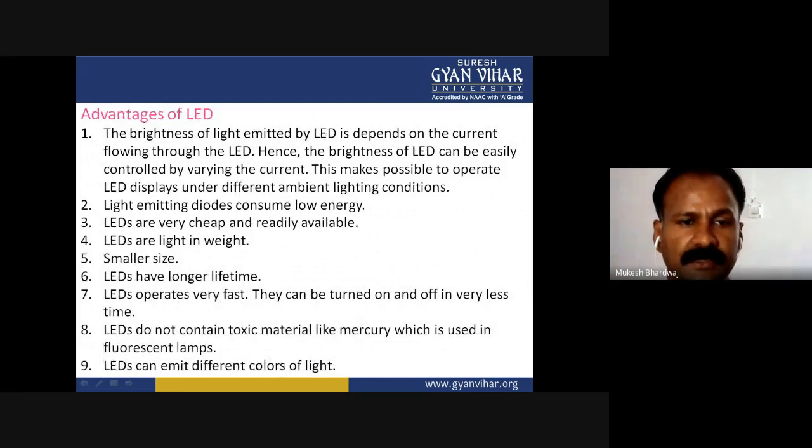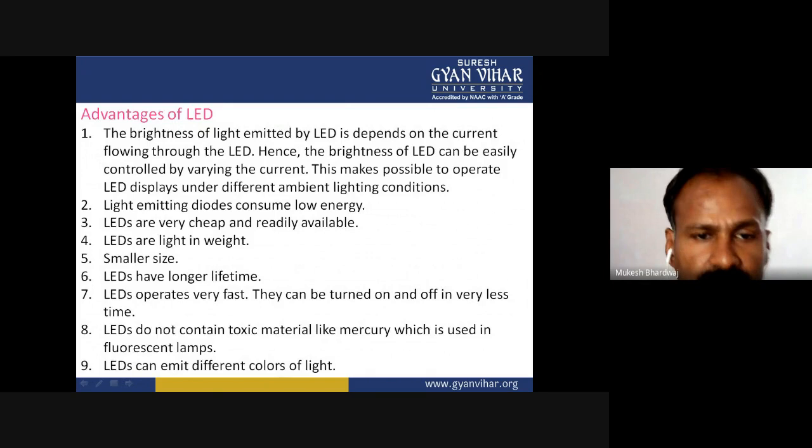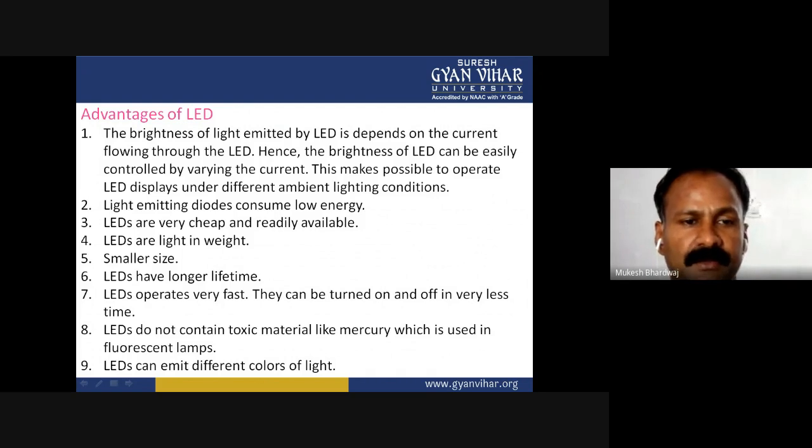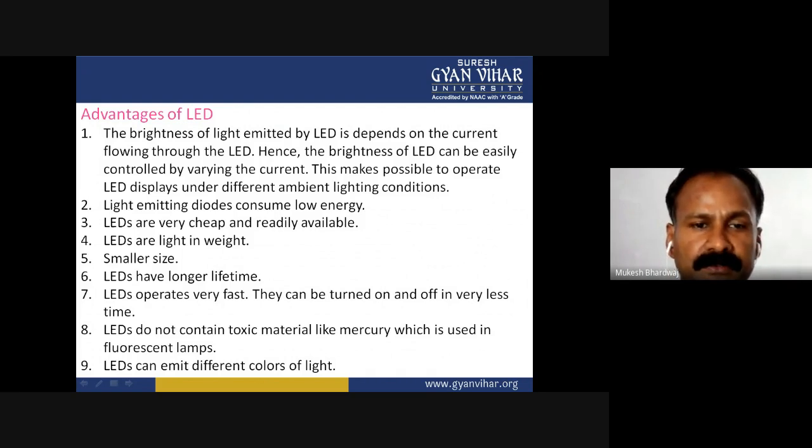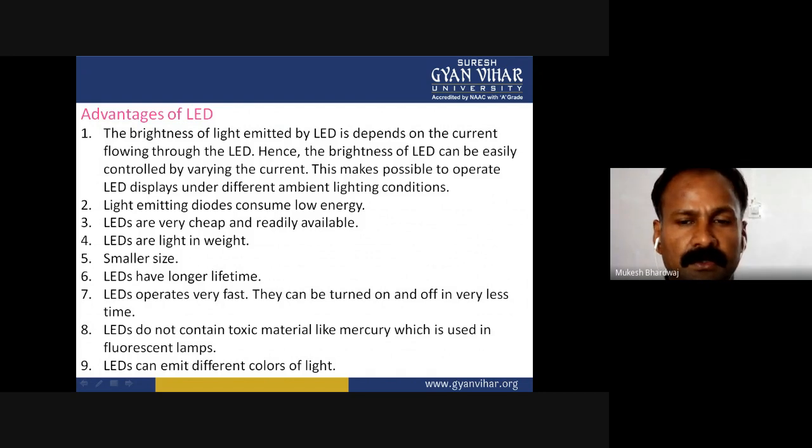Advantages of LEDs: the brightness of light emitted by LED is dependent on the current flowing through the LED. Hence, the brightness of LED can be easily controlled by varying the current. This makes it possible to operate LED displays under different ambient lighting conditions. Light emitting diodes consume low energy. LEDs are very cheap and readily available. LEDs are light in weight. LEDs are smaller in size.